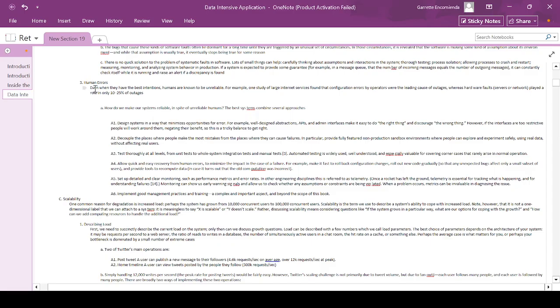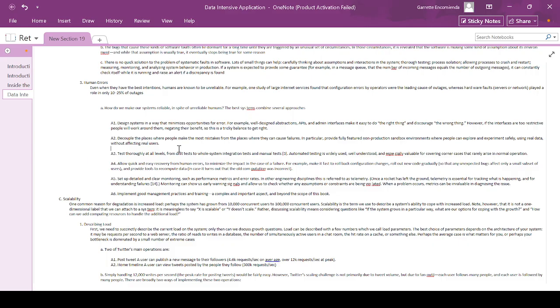Human errors. Even when they have the best intentions, humans are known to be unreliable. For example, one study of large internet services found that configuration errors by operators were the leading cause of outages, whereas hardware faults, servers, or network played a role in only 10 to 25% of outages. So hardware and network actually play 25%, while human error is 75%.